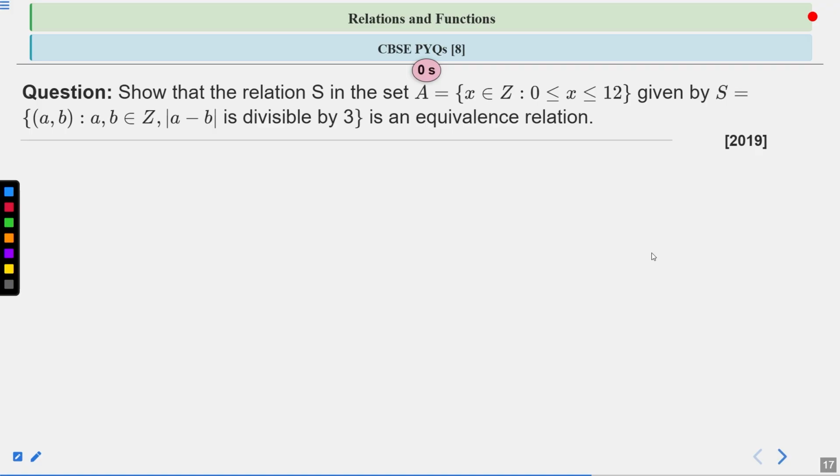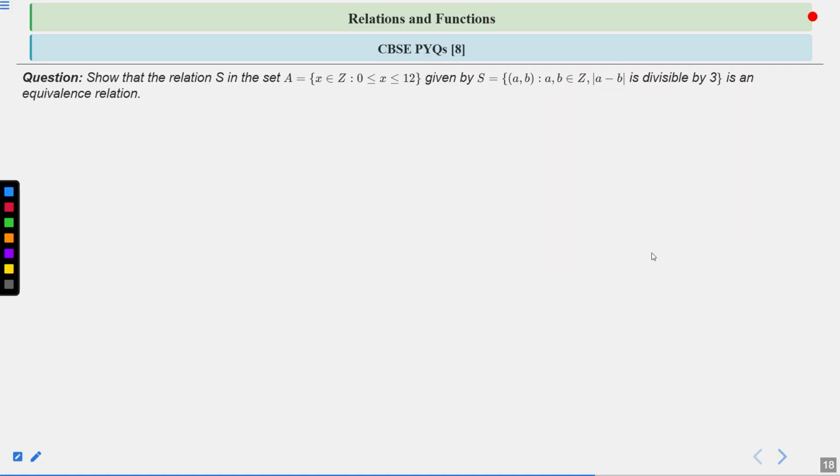Okay, let us move to the solution part. The question was: show that the relation S in the set A = {x belongs to Z : 0 <= x <= 12}, given by S = {(a, b) : a, b belong to Z and |a - b| is divisible by 3}, is an equivalence relation. So let us move to the solution part. Let's check each property for the relation to be an equivalence, right?